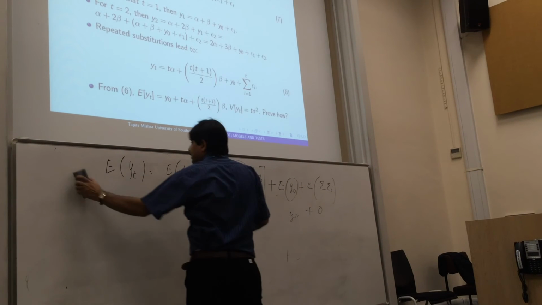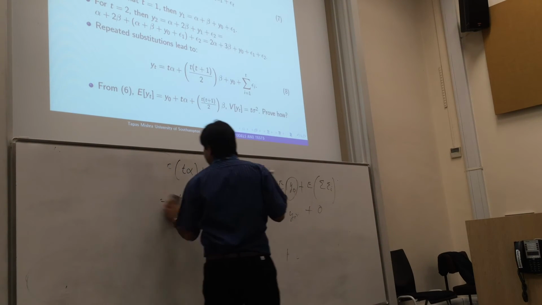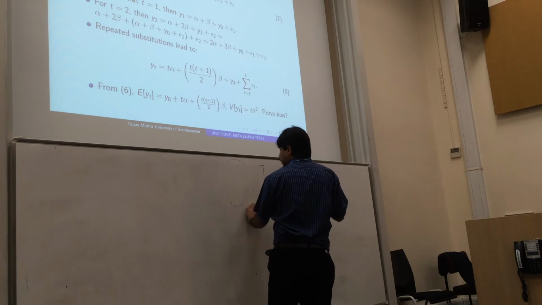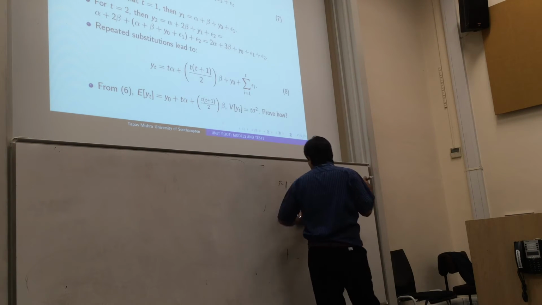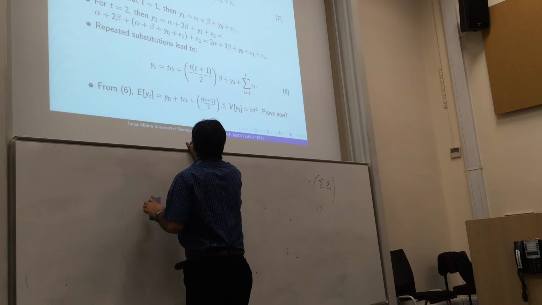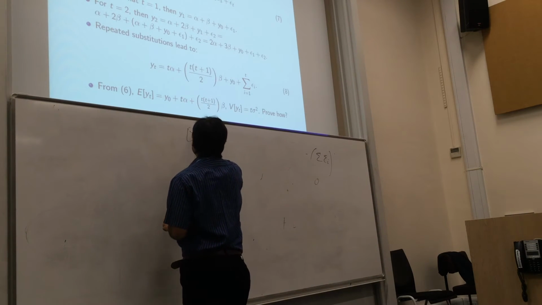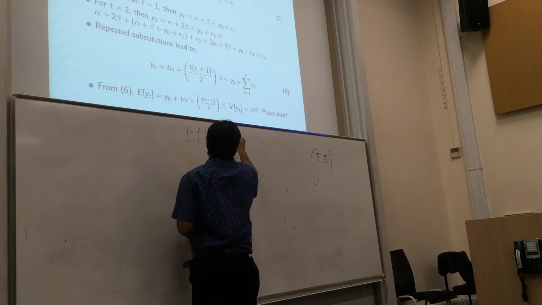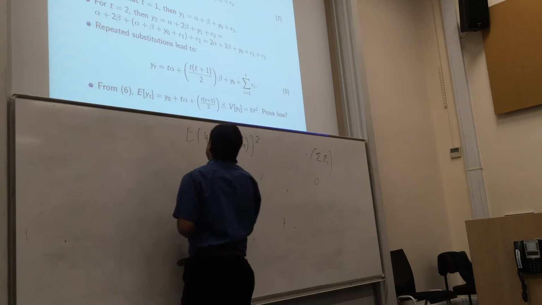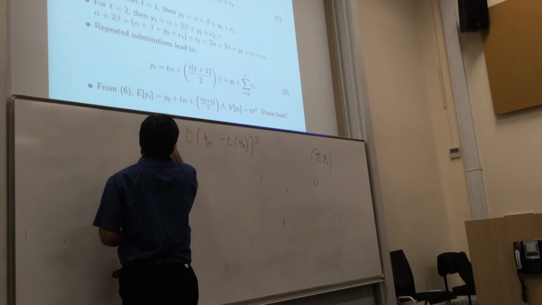And then the variance, so what will you do? The variance is expectation of yt minus expectation of yt, the whole square. So exactly the same procedure that we follow. Expectation of yt minus expectation of yt, which is your mean, squared. So this is the variance of yt.